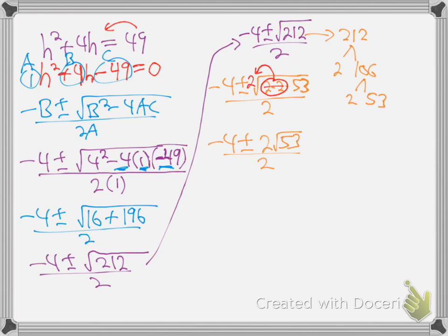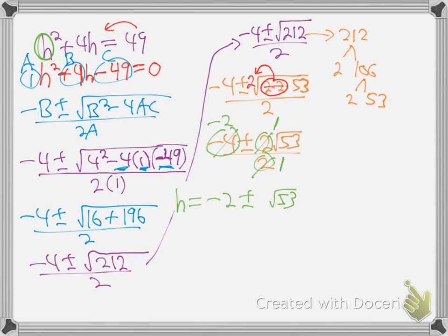Can we simplify that? Yeah, all 3 of these numbers, what goes in all 3 of those? 2. Divide by 2 leaves negative 2, divide by 2 leaves a 1, divide by 2 leaves a 1. Negative 2 plus or minus 1 root 53 over 1. You never need to show 1s on the bottom, so forget about that. And 1 times root 53 is just root 53. Now, again, what is that, x? No, that was h. Remember, we originally solved an h equation, so that's h equals. Now, let me write that a little neater.